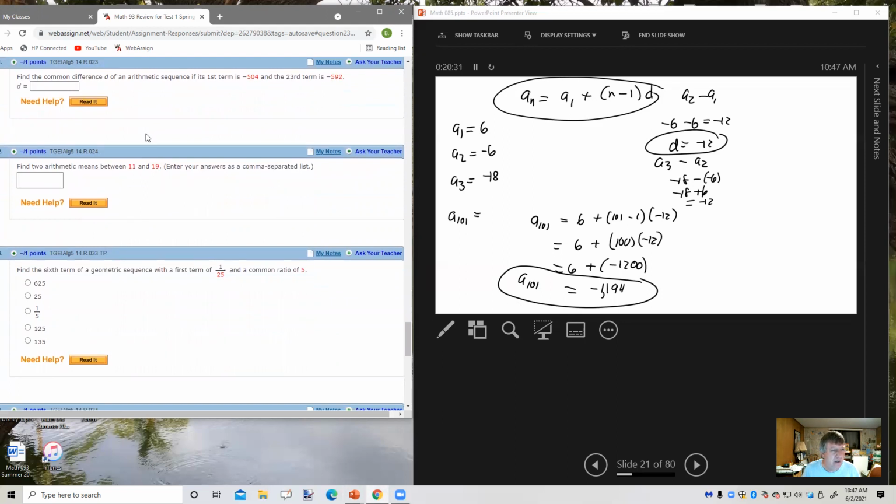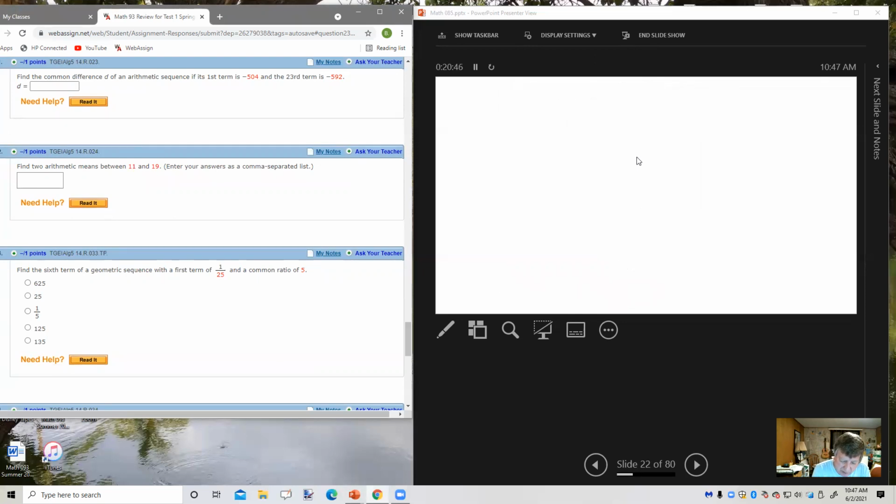And let's see. It says, find the common difference, D, of an arithmetic sequence if its first term is negative 504 and the 23rd term is negative 592. All right, so it's an arithmetic sequence. So we're going to use a sub n equals a sub 1 plus n minus 1 times D. We know that a sub 1 is negative 504. And we know, let's see, a sub 23 is negative 592. We're supposed to find D.